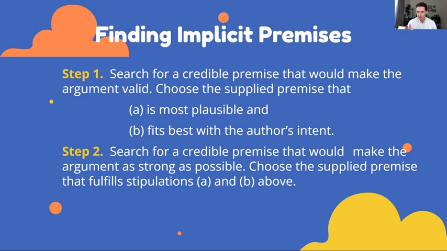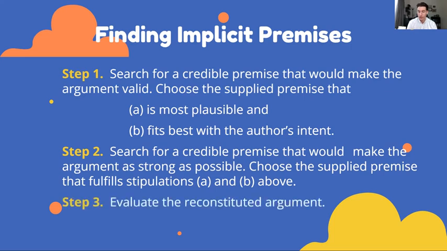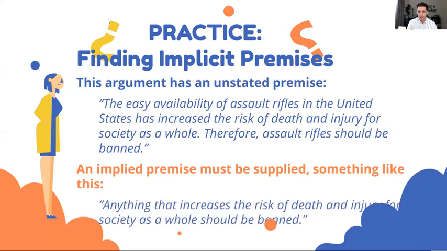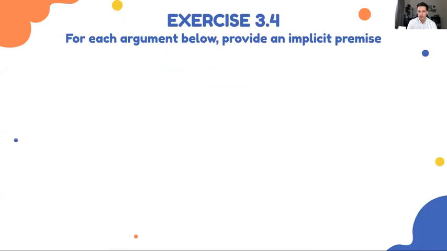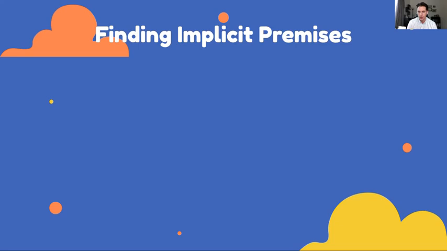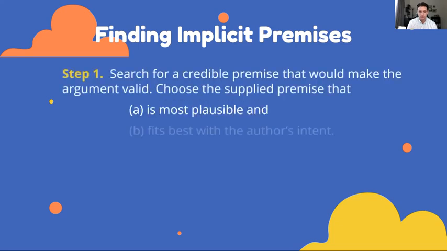So if it's meant to be a deductive argument, then I'm going to insert a claim that would make it deductively valid. If it's intended to be an inductive argument, then I want to choose a claim or statement that would make it as plausible or strong as possible. And then I evaluate it from there. So we'll do some practice with this going forward, as well as some other exercises together, hopefully. Okay.